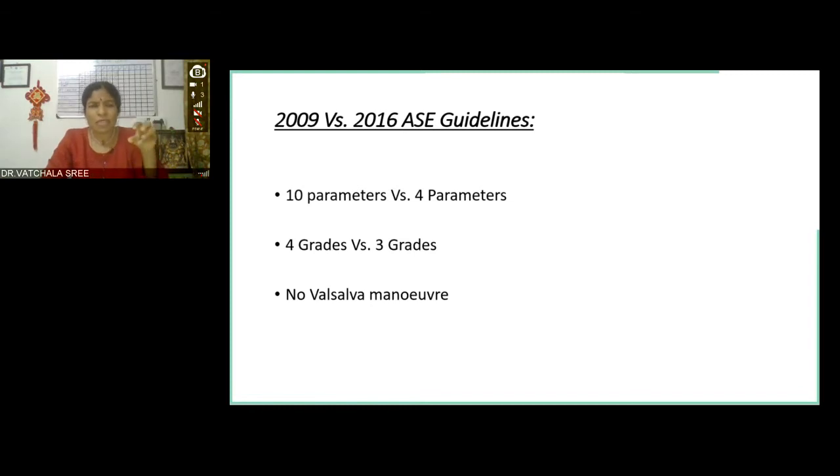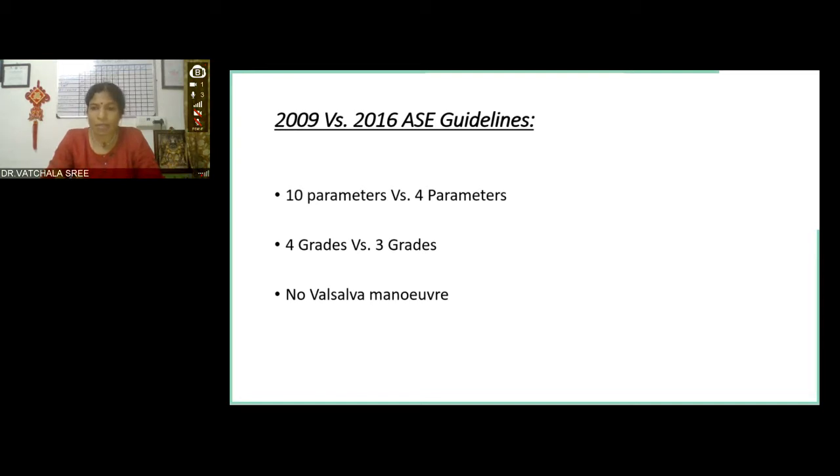So the 2016 guidelines aimed to simplify the 2009 guidelines and took into consideration only the most relevant parameters that have been proven to be important, not only in making an assessment of diastolic dysfunction, but also in prognostication of diastolic dysfunction. As I mentioned, the parameters that have been left out are the pulmonary vein Doppler assessment, the color M-mode wave propagation index assessment, and the mitral DCT and mitral A wave duration.